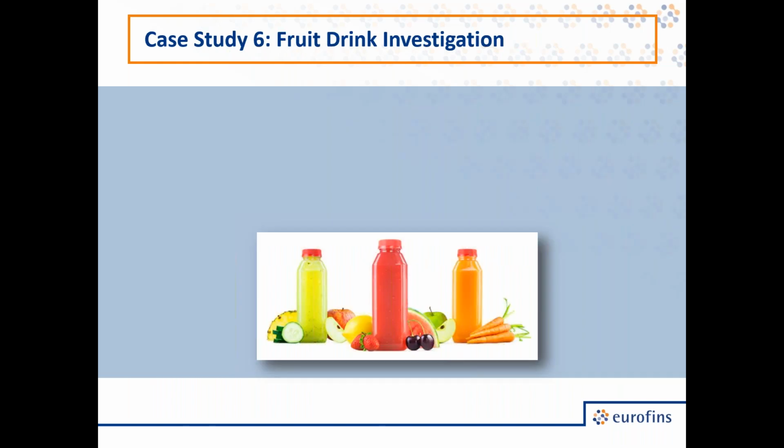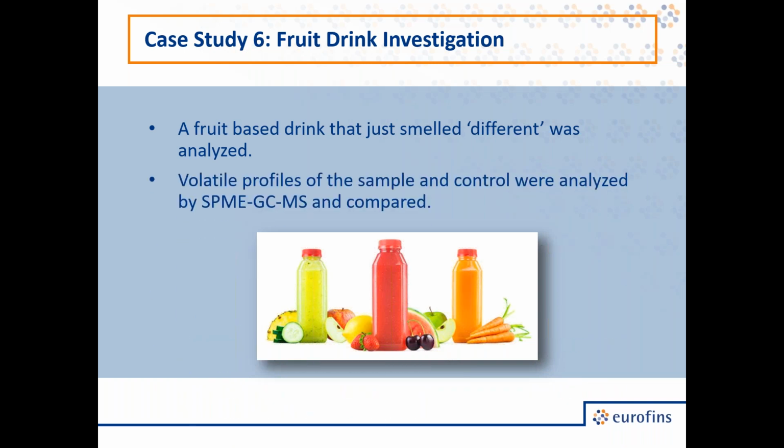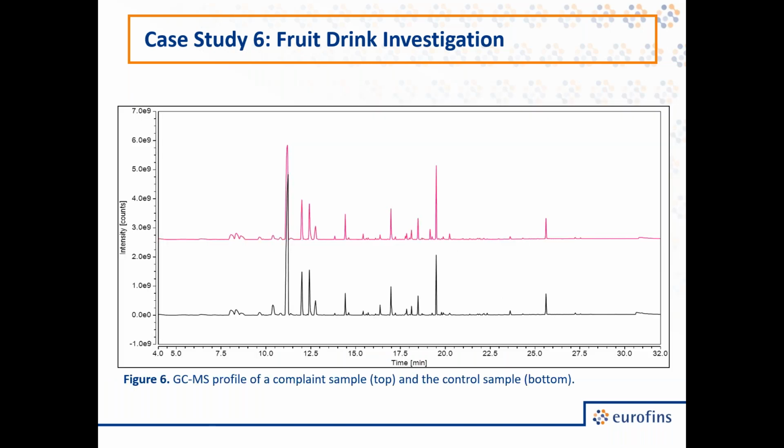Our next case study was looking at a fruit drink beverage. So in this case, the suspect sample was described as smelling differently than the control. So in this case, it wasn't actually described as an off odor, but it didn't smell like all of their previous batches had smelled. So once again, we have our suspect on top in pink, and on the bottom we have our control in black. So the first thing we noticed was that these two major components, these large peaks here, had different intensities.